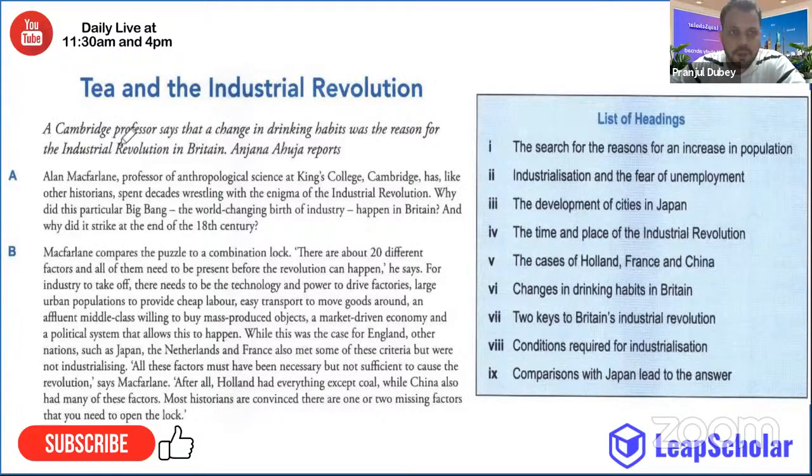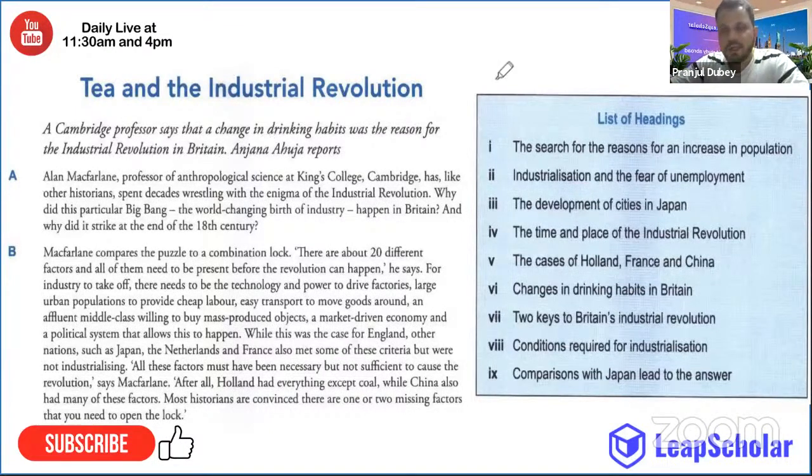Now you are thinking, okay, there was some research done by some professor of Cambridge, right? And some drinking habit, whatever they were drinking, tea, coffee, or some kind of beverage, we will come to know when we go through the paragraphs, was the reason for the Industrial Revolution. All right, this is a tricky thing. Some drink changes brought the Industrial Revolution in Britain. Let's have a look.